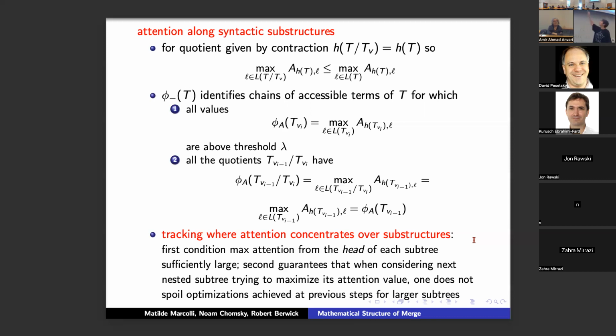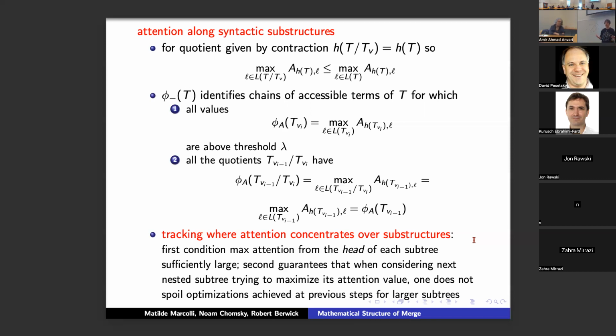So you get two properties out of that, which are the two properties that I'm listing here. The first property is that along all these chains, you identify chains of substructures where, along all the terms of this chain, the attention remains above a certain threshold, which you can vary to stratify the picture. So this first condition is telling you that the maximal attention from the head of each substructure remains sufficiently large. The second condition is simply telling you that when you go down to the nested substructures and you try to maximize the attention at each step, you don't spoil the maximization that you've done at the previous steps. So you maintain this chain of maximization compatible with all substructures.